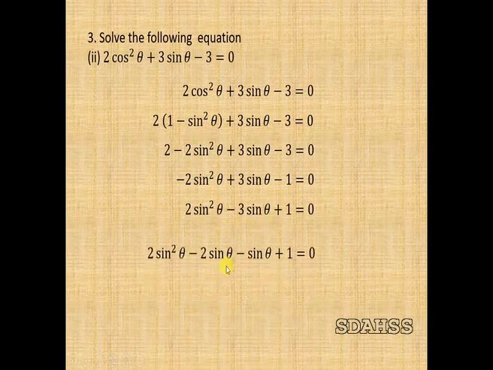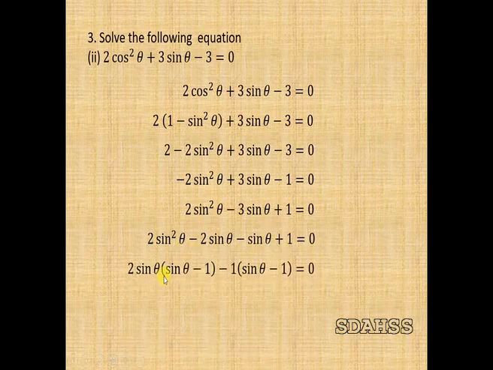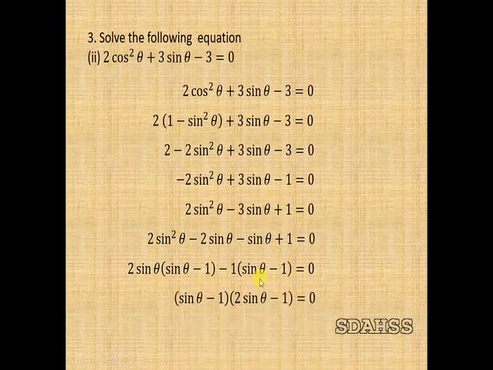Factorize. Keep the first term as it is, 2 sin square theta. Minus 3 sin theta can be written as minus 2 sin theta minus sin theta, plus 1 is equal to 0. In the first two terms, 2 sin theta is common, so take it outside. So you have 2 sin theta into sin theta minus 1. The last two terms, minus 1 is a common factor, so take it outside. So you have sin theta minus 1. Now sin theta minus 1 is common, so take it outside. So you have sin theta minus 1 into 2 sin theta minus 1 is equal to 0.